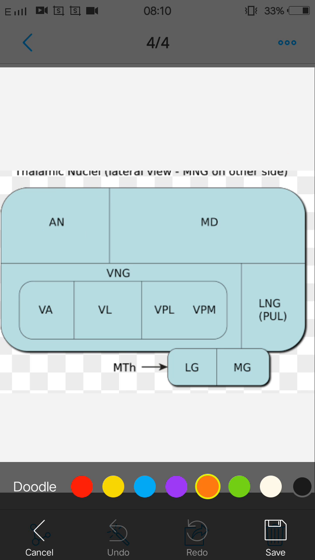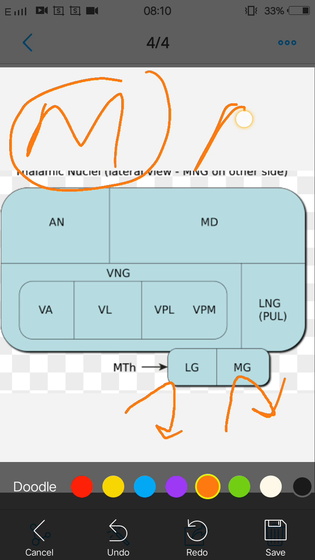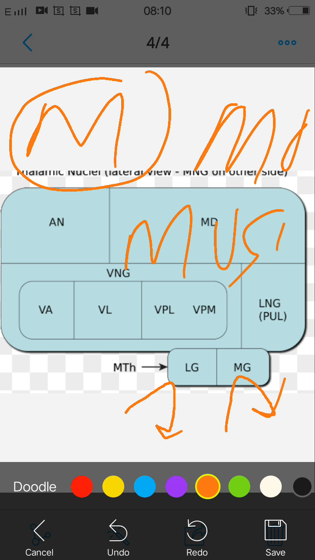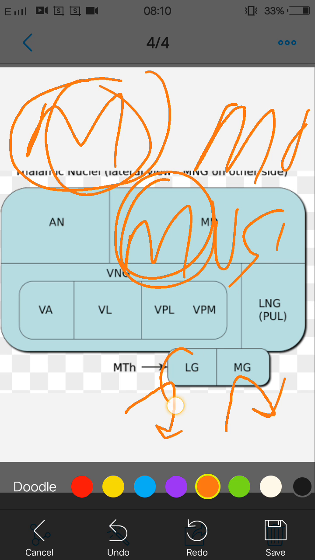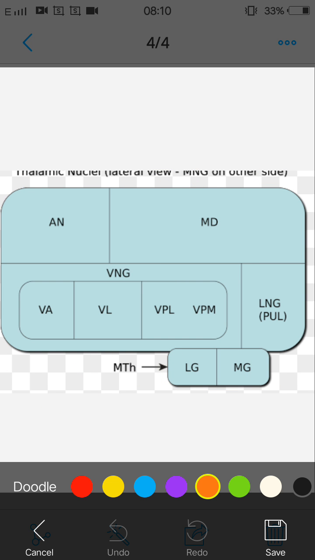Now the last two remaining: we need to know the input and output for the lateral geniculate body and the medial geniculate body. It is very simple. Medial geniculate body, M stands for music. Lateral geniculate body, L stands for light, so the lateral geniculate body is associated with vision, and the medial geniculate body is associated with audio, your hearing.